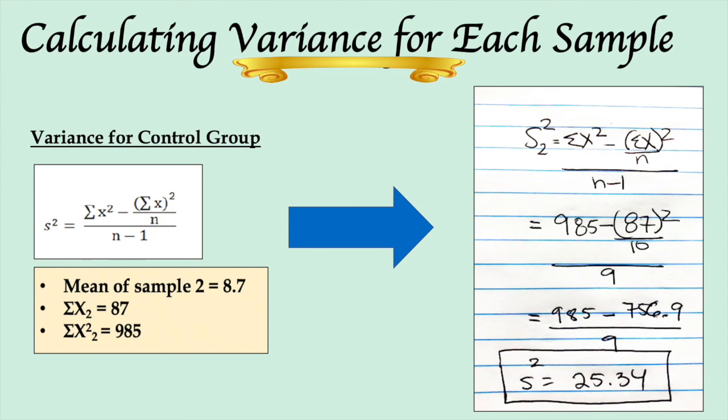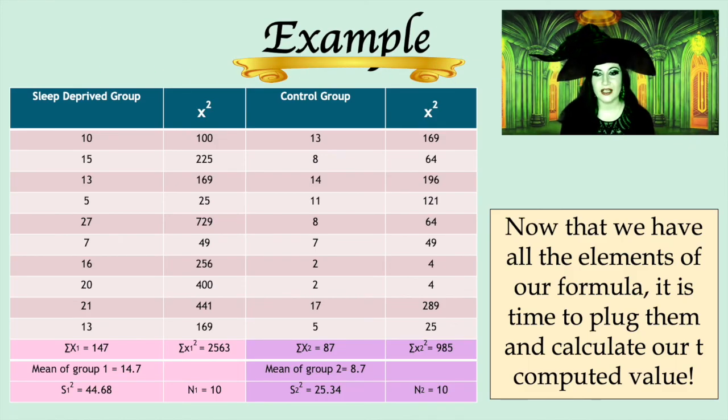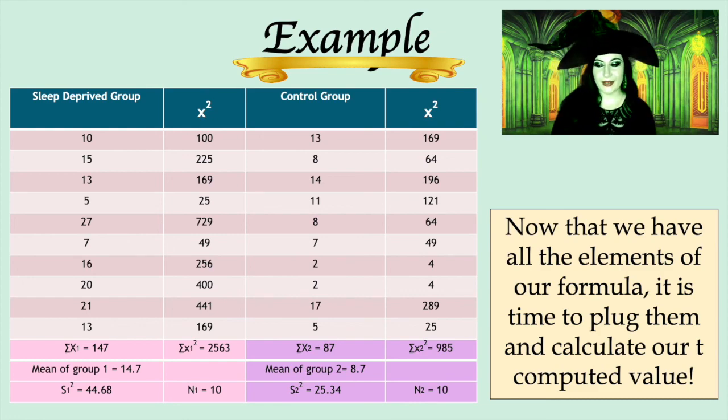So 25.34 is the variance for the control group. Now that we have all of the elements of our formula, we can actually plug it in to our t computed value. So let's take a look at how we'll do that.